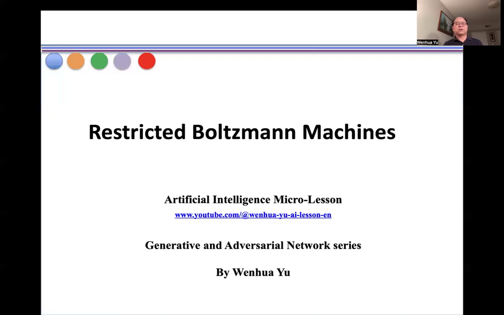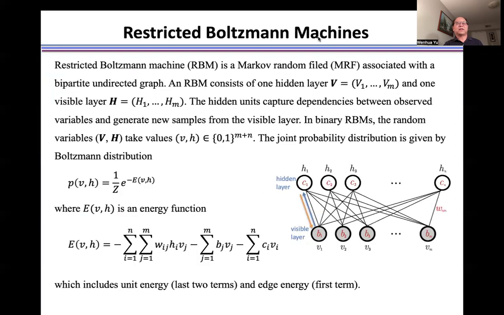In this video, I introduce restricted Boltzmann machines. A restricted Boltzmann machine is a Markov random field that consists of one hidden layer and one visible layer. The connections are only between the hidden layer and the visible layer, but there are no connections between units in the same layer.